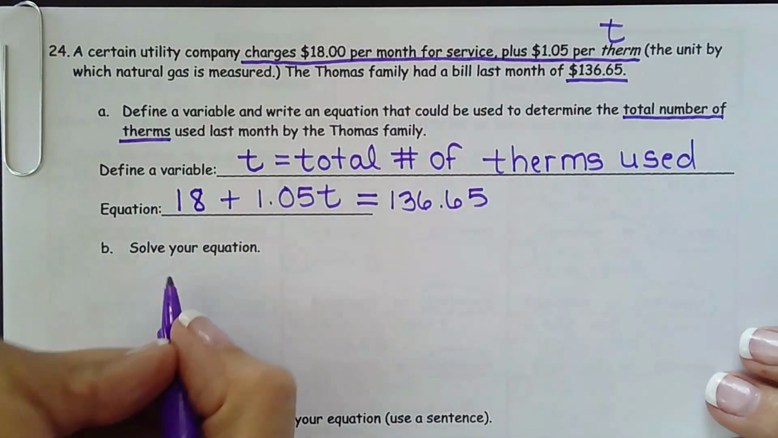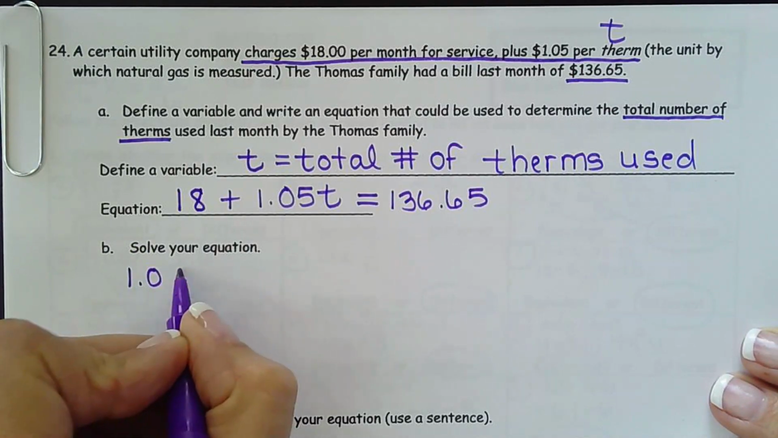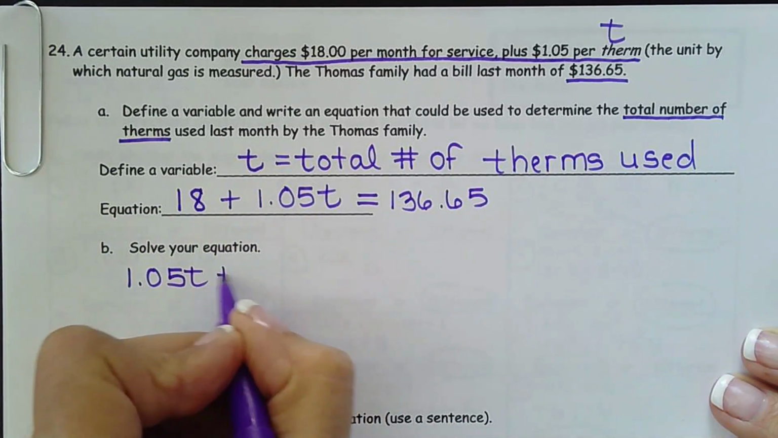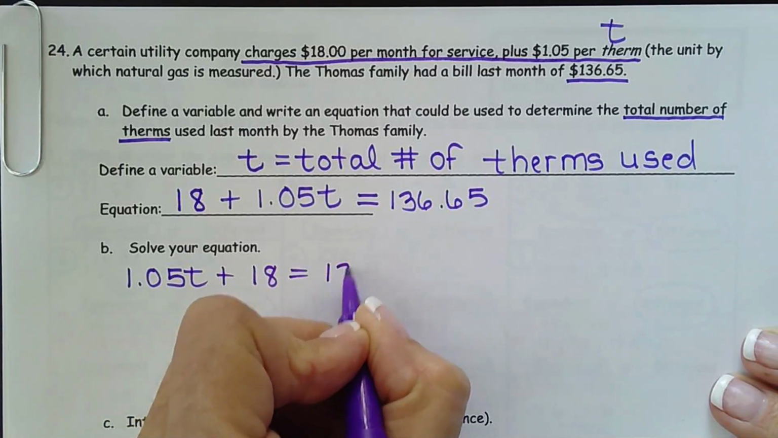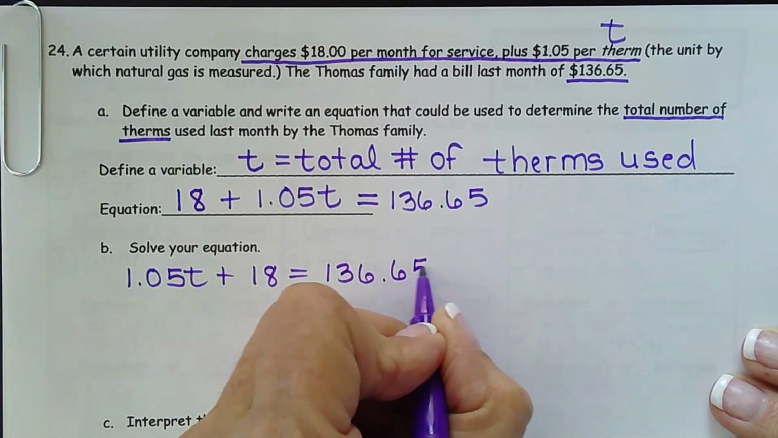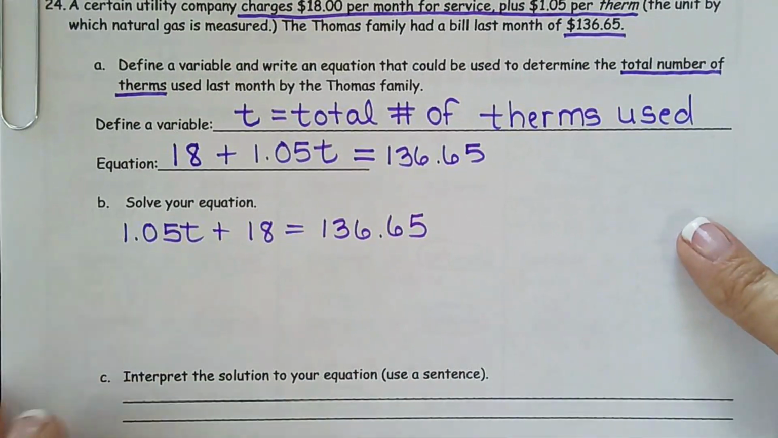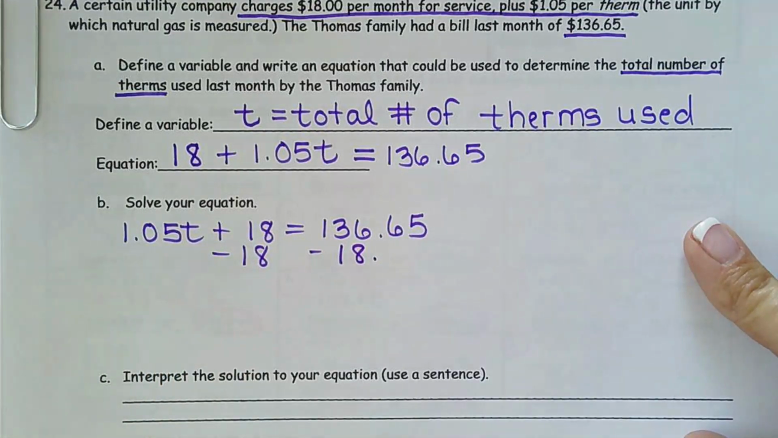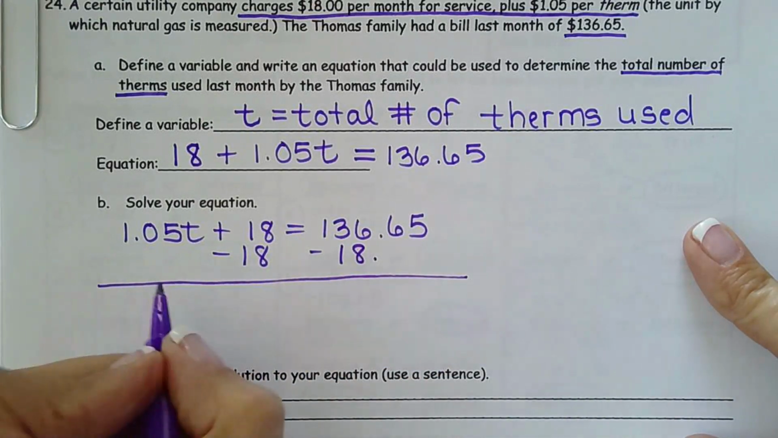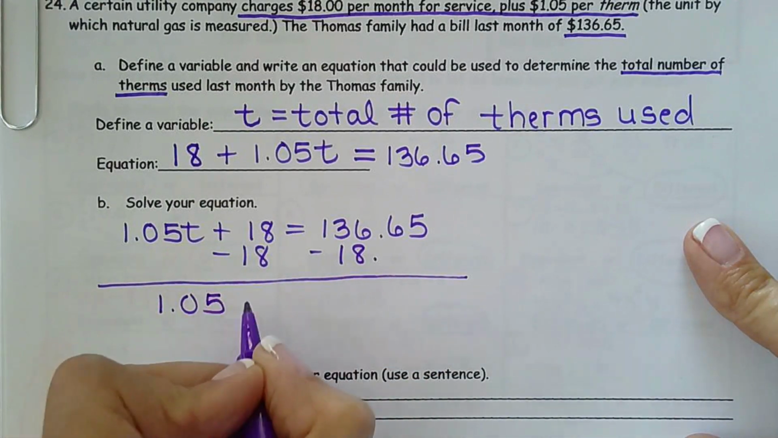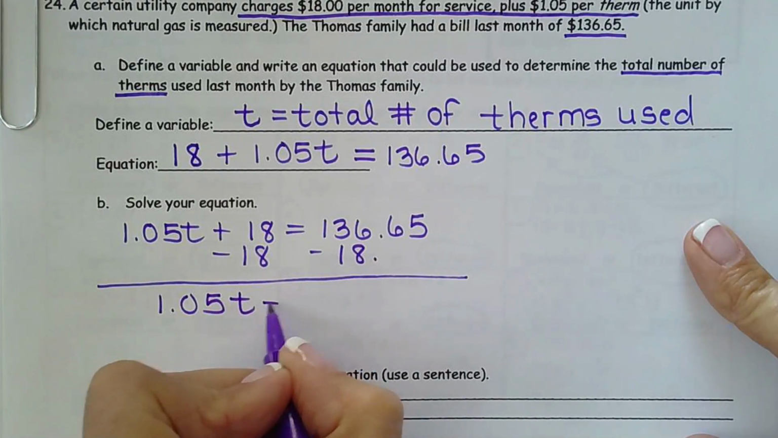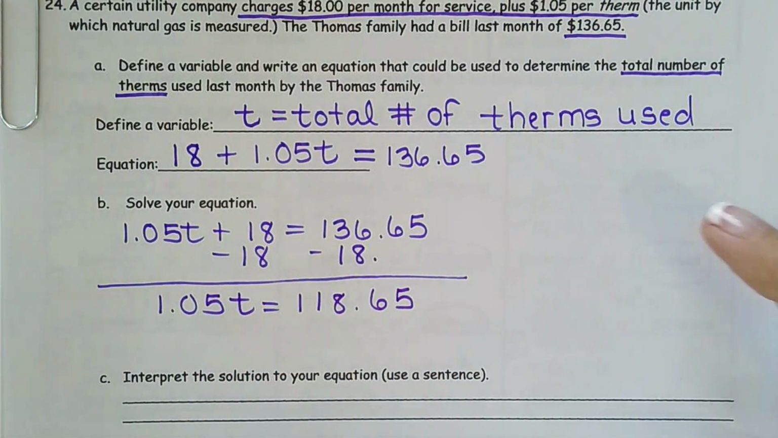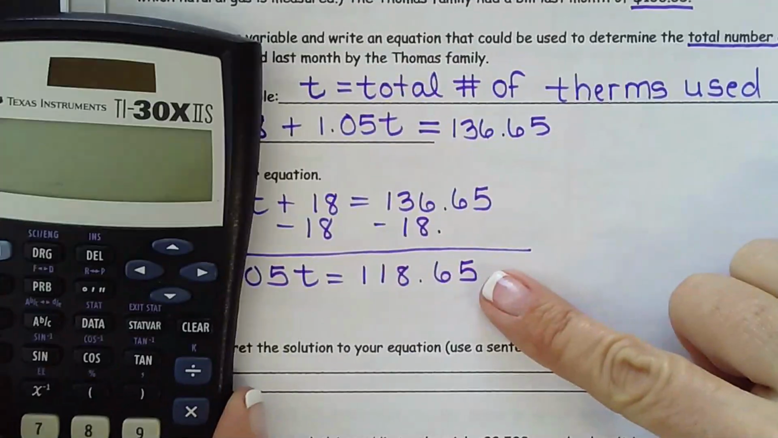And so let's start off. I'm going to just flip the equation around when I write it here, just so my T's on the left. So $1.05 T plus 18 equals 136.65. And then it's just a simple little 2-step equation to solve. Subtract 18, subtract 18, and 18's decimals there. And we get $1.05 times each therm equals 118.65, because 36 minus 18 is 18, but let's verify it with the calculator.